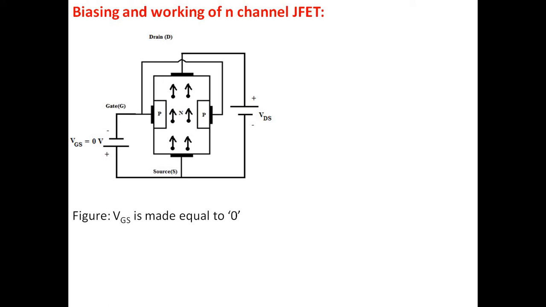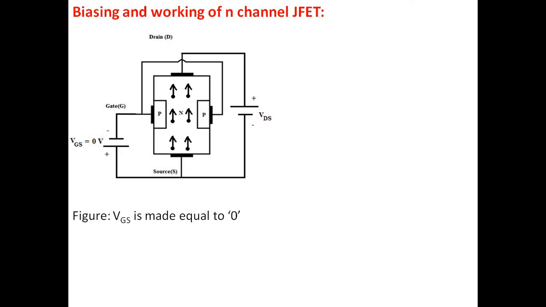Whatever voltage I am applying to the gate, the same voltage is applied on either side of the P-type semiconductor. Now I want to vary the channel width. That is possible only when I keep the gate under reverse bias. The reason is, here it is one PN junction. This is the junction we have. The depletion width can be varied by varying only the reverse bias voltage.